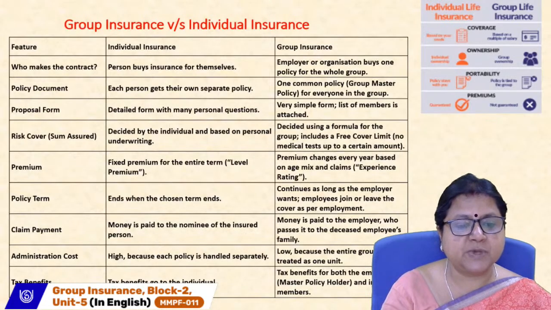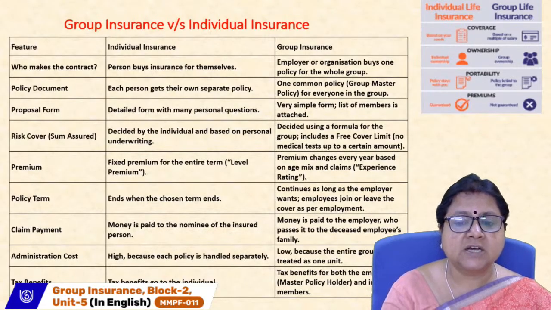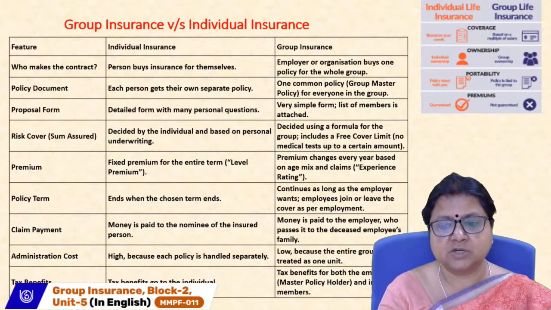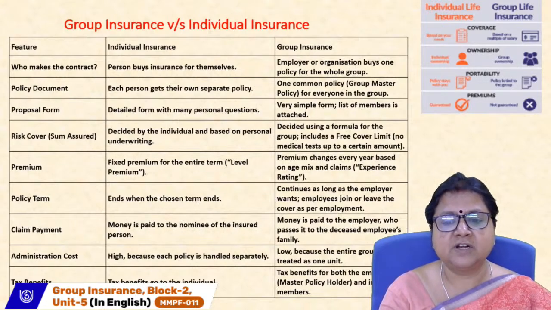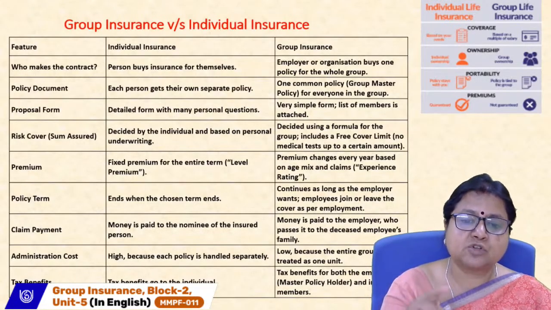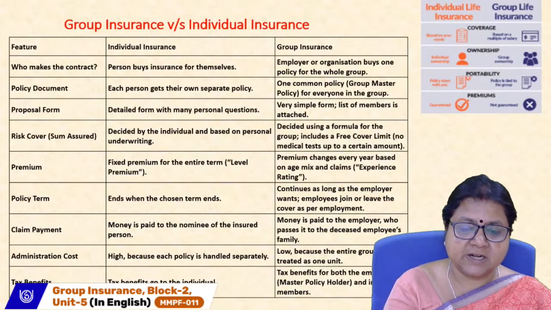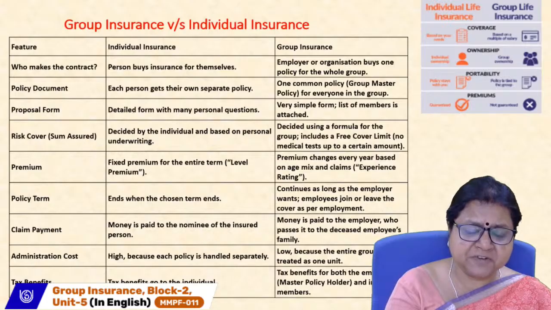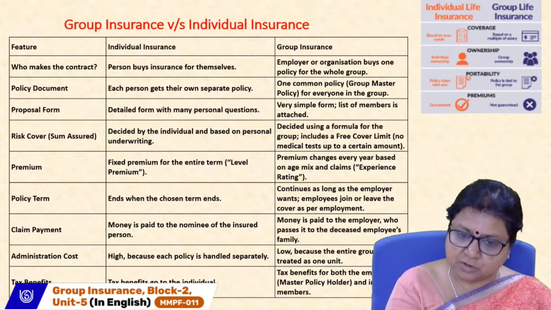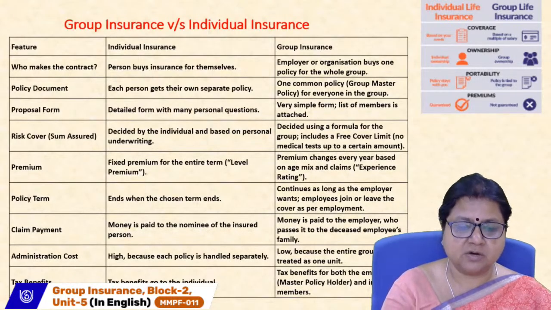In case of tax benefits, in individual insurance, the tax benefits go to the individual. But here, in case the employer is the policy holder, there is a tax benefit for both the employer as well as the individual members, because the names of the employees also will be there in that particular group. So it is a tax benefit for the employer, for the organization, as well as a tax benefit for the individual members of the organization.